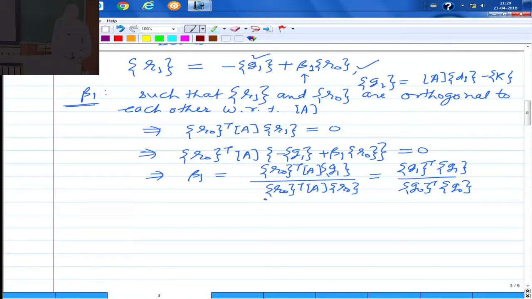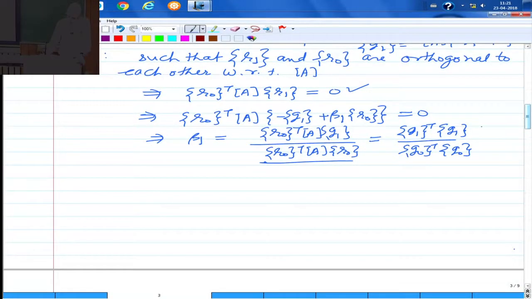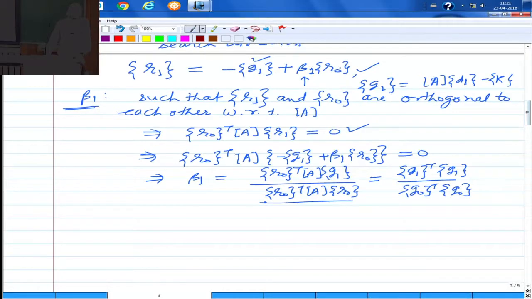So this expression written here for beta 1, based on this orthogonality condition, can be expressed in terms of the inner product of gradients, G1 transpose into G1 upon G0 transpose into G0. So once you have beta 1, then you have your R1.